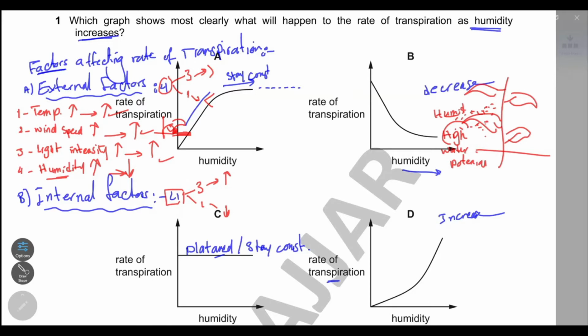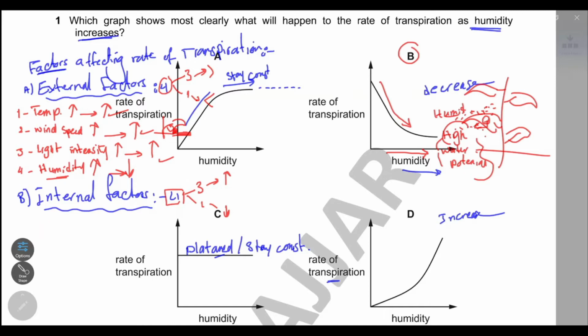So the water will not move from a region of lower water potential inside the leaf to outside in a highly humid environmental condition, at which there is a higher water potential. The water will not move in this way. So the answer here is B, because as long as the humidity increases, the rate of transpiration will decrease.